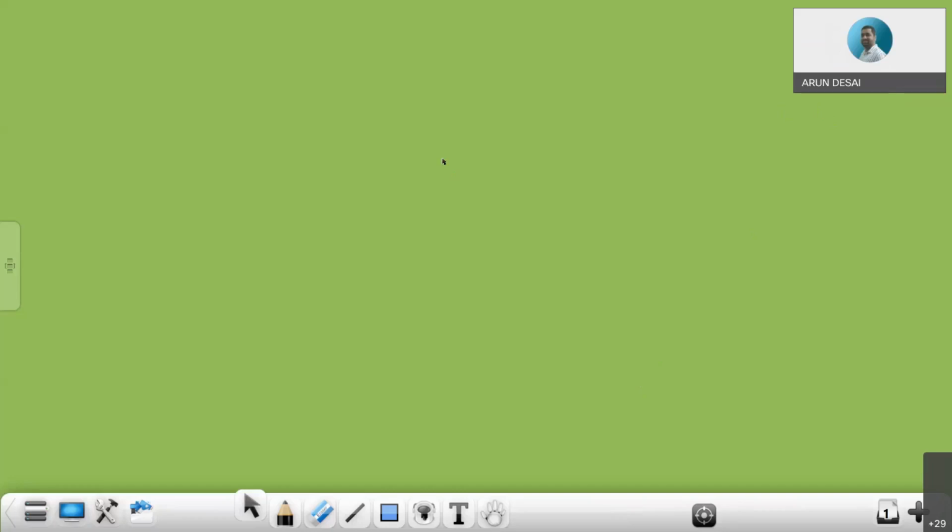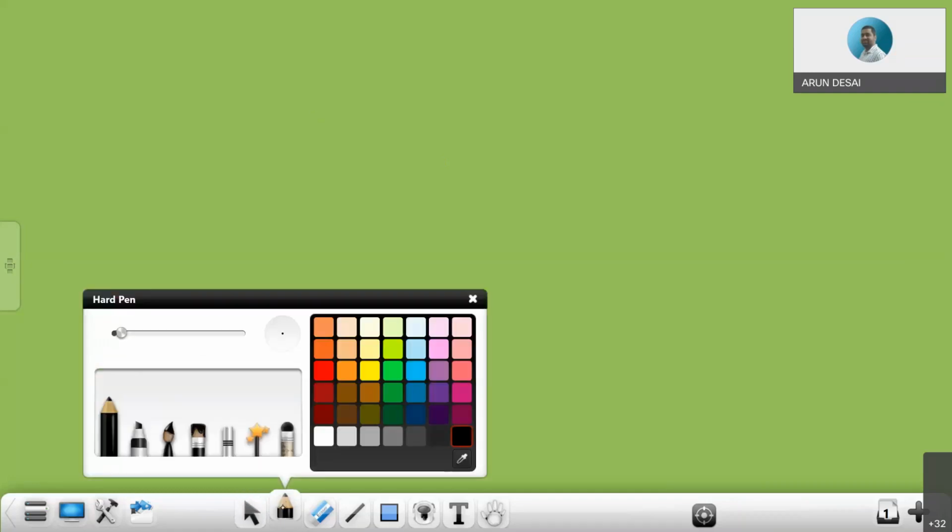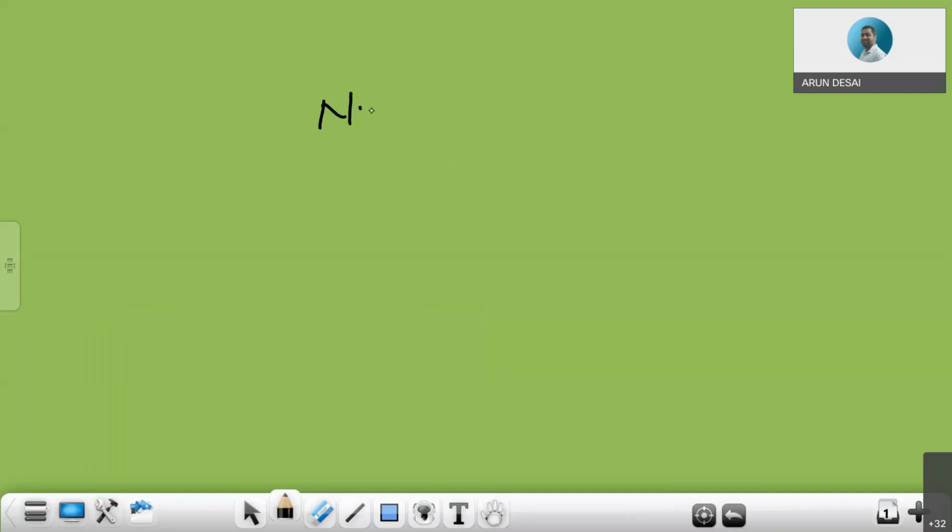So, day before yesterday, we started with the first unit, wherein we checked a few points as a revision from your first year syllabus. Now next, we are also talking about number systems.